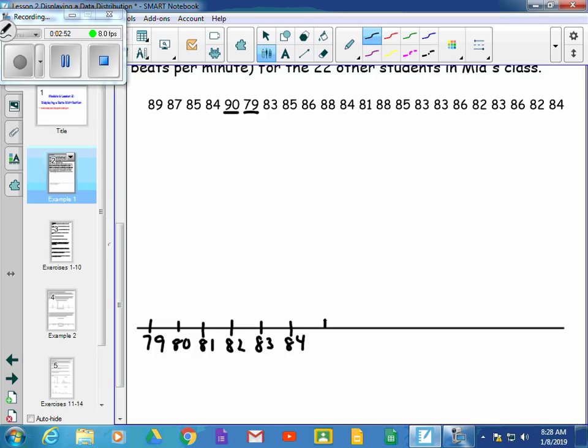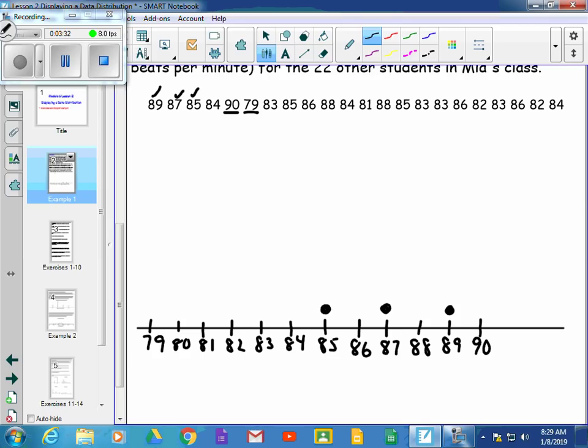I'm going to try to space them as evenly as possible. Now, for each of those pieces of data, you're going to stack dots over those tick marks that represent those values. I like to put a little check mark above the piece of data so I know that I covered it, and I didn't count it twice. 89, 87. I want to try to keep my dots right across from each other as well.